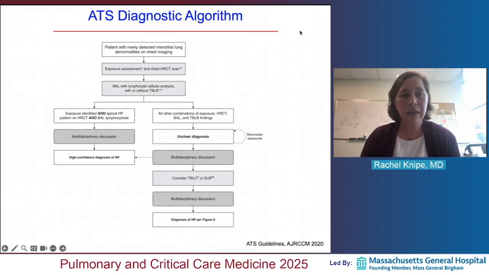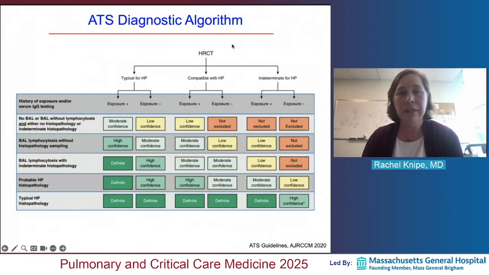And if you have all of those things, after undergoing a multidisciplinary discussion, you have an exposure, you have a typical pattern, and you even may have BAL lymphocytosis, there can be at that point high confidence in the diagnosis of HP. But all other combinations, which is usually where we're operating, leave you with an unclear diagnosis. And then we go back to reconsidering exposures and undergo a multidisciplinary discussion with pulmonary, radiology and pathology. And then consider whether something more invasive, like a cryobiopsy or a surgical lung biopsy, is indicated, and then go on to try to assess how confident we feel in the diagnosis.